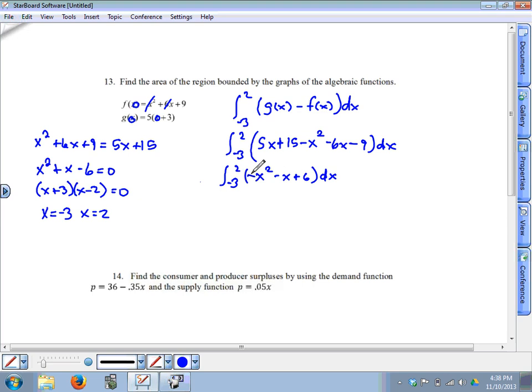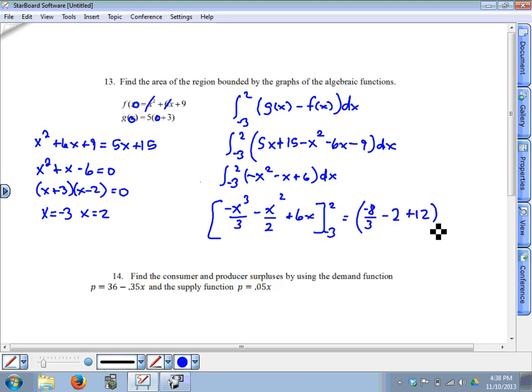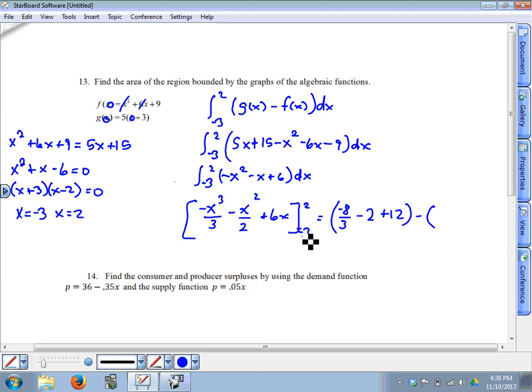Well, let's just take the integral separately here. This is going to be the integral of negative x squared, that's negative x to the third over 3. The integral of the middle term there is negative x squared over 2, and then plus 6x, and that's going to be evaluated from negative 3 to 2. Now that turns into negative 8 thirds minus 2 plus 12. This is the antiderivative, and this is its value evaluated at 2. Now we subtract the antiderivative evaluated at negative 3.